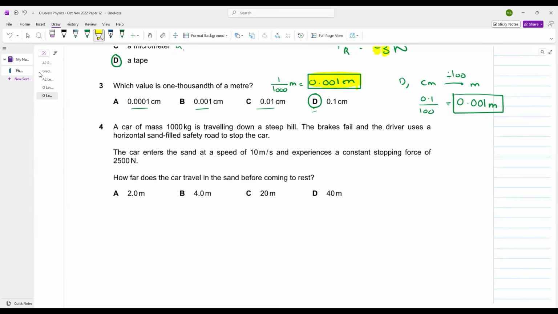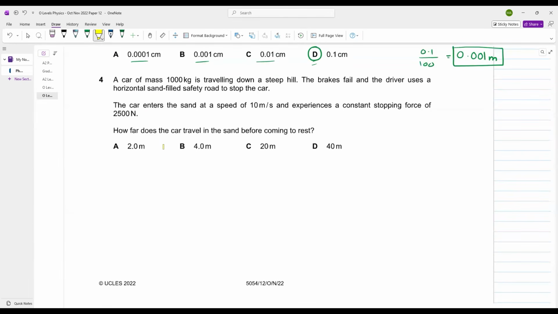0.001 meters. Okay, come to question 4. A car of mass 1000 kg is traveling down a steep hill. The brake fails and the driver uses a sand fill safety road to stop the car. Okay. The car enters the sand at a speed of this. Can you calculate the initial kinetic energy of the car? Yep. 1 upon 2 m, that is 1000 into velocity squared, that is 10 squared. What does your kinetic energy come out to be? 50,000 joules. All of this kinetic energy is getting converted into what, beta?